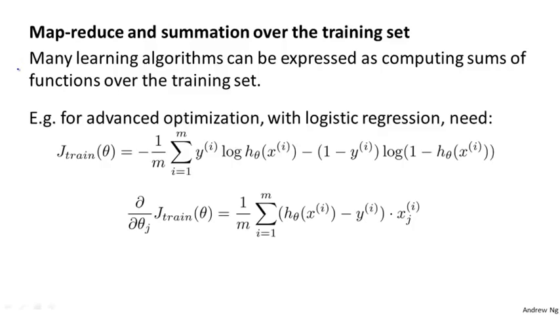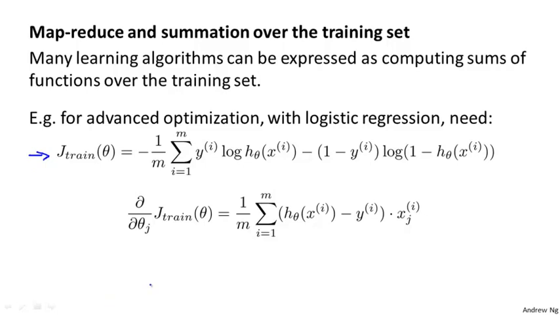Let's just look at one more example. Let's say that we want to use one of the advanced optimization algorithms, things like L-BFGS, conjugate gradients, and so on. And let's say we want to train a logistic regression learning algorithm. For that, we need to compute 2 main quantities. One is, for the advanced optimization algorithms like L-BFGS and conjugate gradient, we need to provide a routine to compute the cost function of the optimization objective.